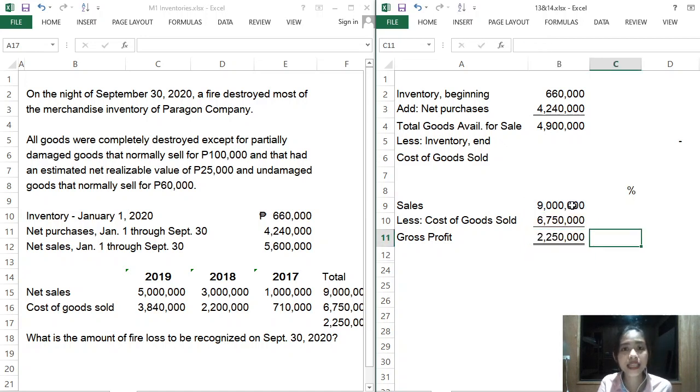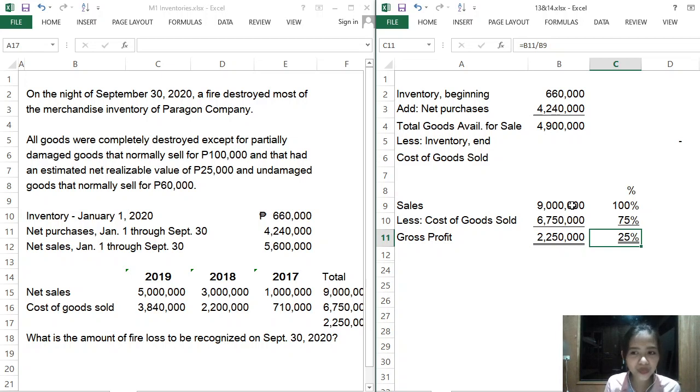Okay. Since naka-default tayo na on sales, ibig sabihin 100 si sales. So, kung 100 si sales, how do we compute again the rate of the gross profit or the cost of goods sold? Simple lang. Gawin nating base si sales. So, divided by sales. So, we have 75 for cost of goods sold and I think this is 25. 100 minus 75. 25%.